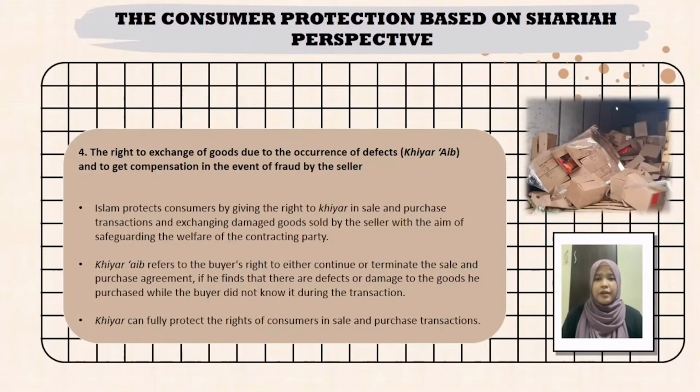And last, the right to exchange of goods due to the occurrence of defects, which is here aib, and to get compensation in the event of fraud by the seller. Islam protects consumers by giving the right to khiyar in sale and purchase transactions and exchanging damaged goods sold by the seller with the aim of safeguarding the welfare of the contracting party.